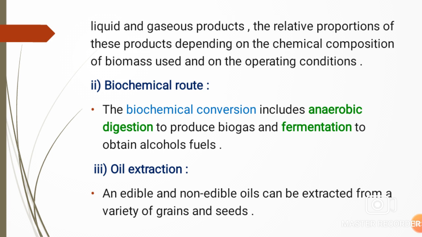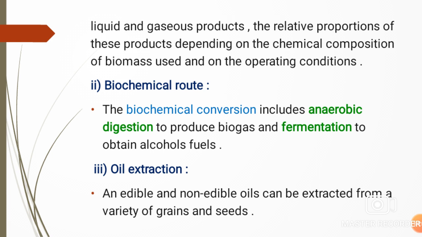These two processes come under the biochemical conversion, because in anaerobic digestion, with the help of anaerobic bacteria or microorganisms, there is a production of biogas, that is methane and CO2, carbon dioxide, and in the fermentation process there is conversion of biomass into alcohol fuels or biofuels. So this is the biochemical route, the second conversion route of the biomass. Third route is the oil extraction.